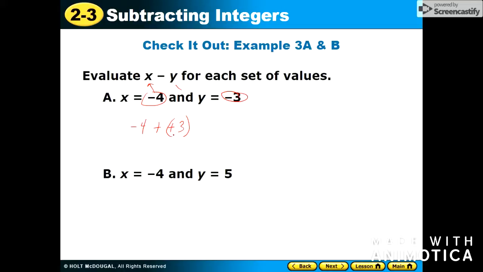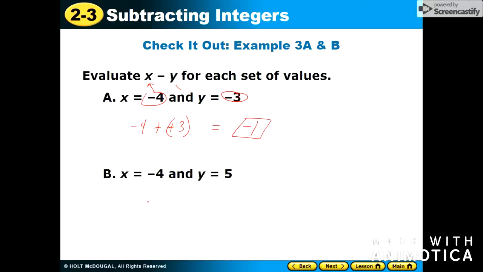Negative 4 plus 3, different signs. This one's negative, this one's positive. Remember, different signs find the difference of their absolute values. So 4 minus 3 would give me 1. And then take the sign of the number who has the greater absolute value. This absolute value is 3. This absolute value is 4. This one's greater, so I'll take that negative sign for a total of negative 1.